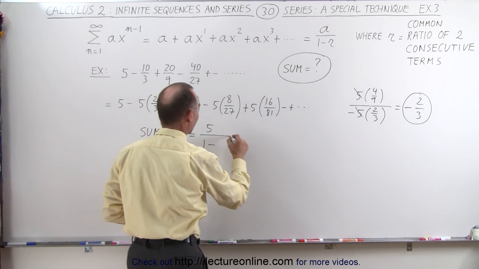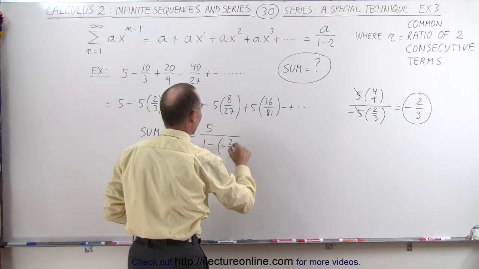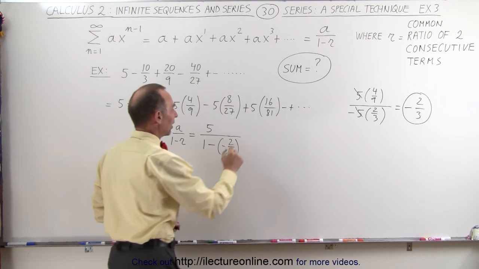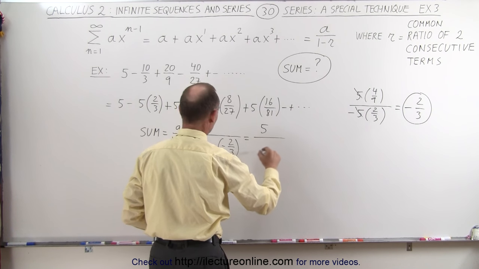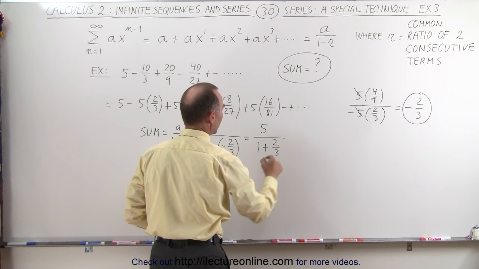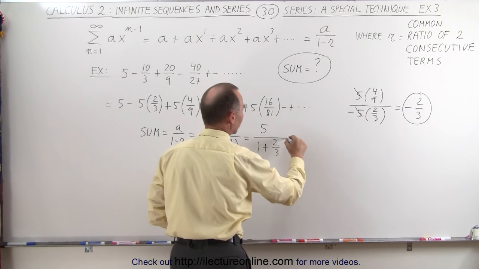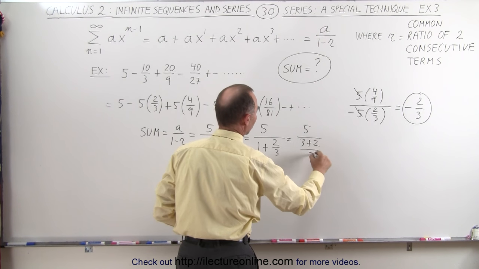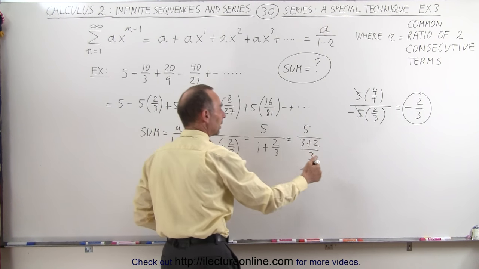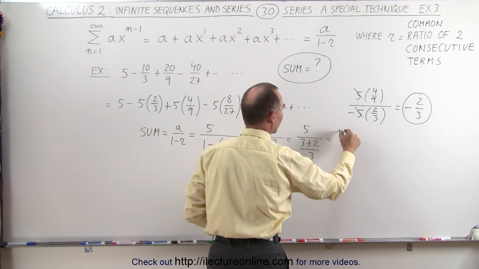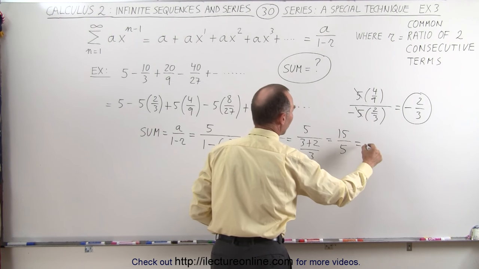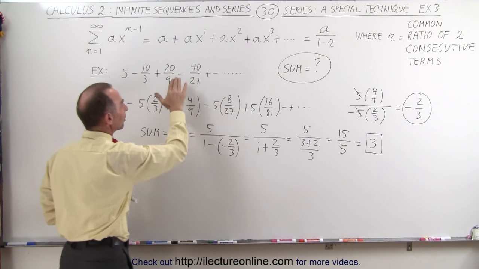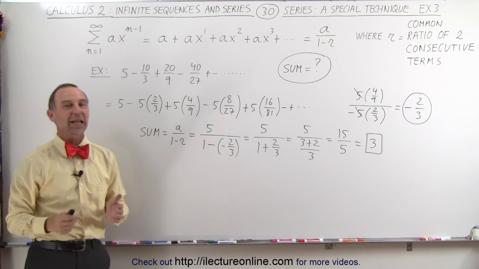So that means we have minus 2/3 at the bottom here. Now we have to simplify that. First of all, let's get rid of the negative sign. So this is equal to 5 divided by 1 plus 2 over 3. Find the common denominator. This is equal to 5 divided by 3 over 3 plus 2 over 3. Then move the denominator over. So this becomes 5 times 3, which is 15, divided by 5, which is equal to 3. So the sum of this infinite series is equal to 3. And that's how it's done.